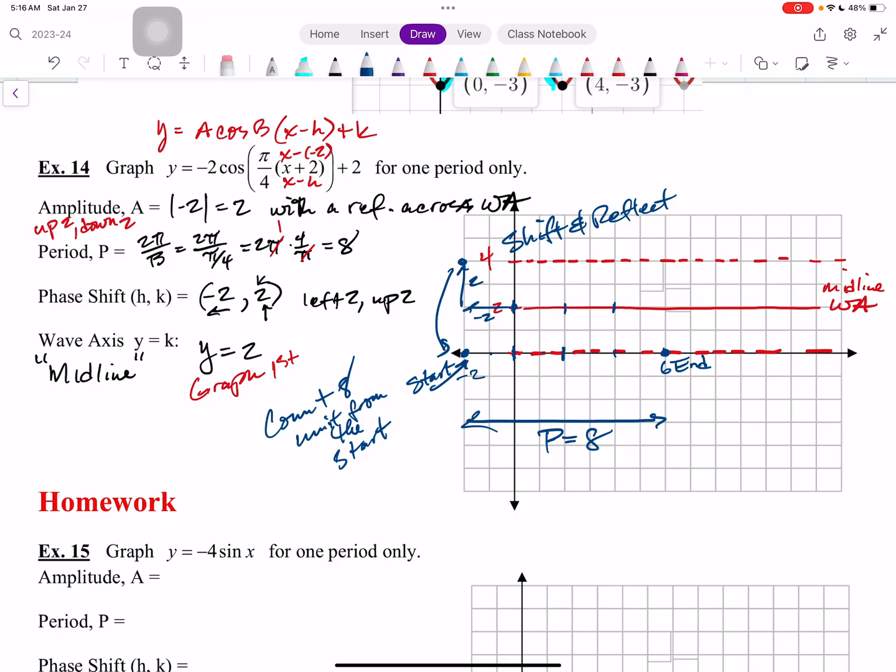So here we go. We're starting at -2 comma 0. Then we go up to the wave axis, which is at 0 comma 2. Then to a max, back to the wave axis, and then end it. So here we go. Let's curve it.